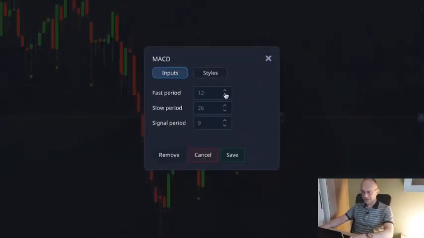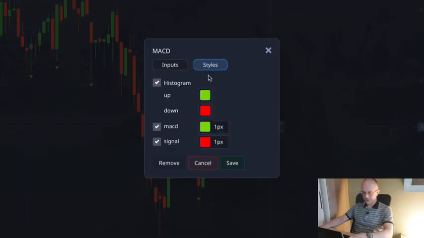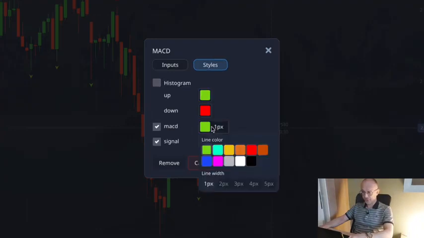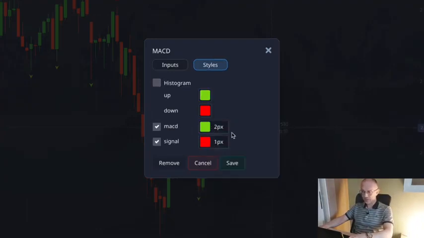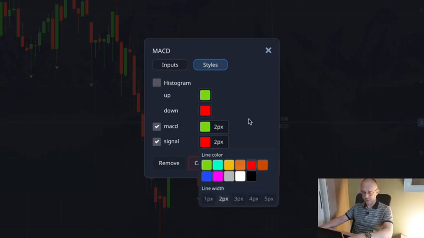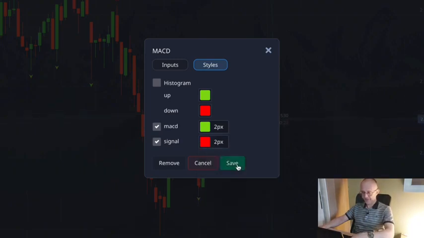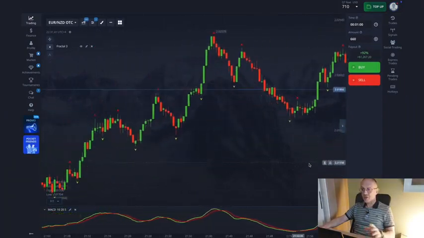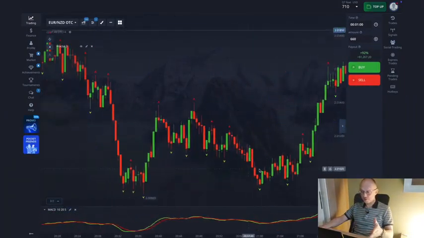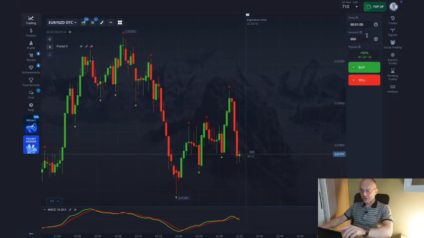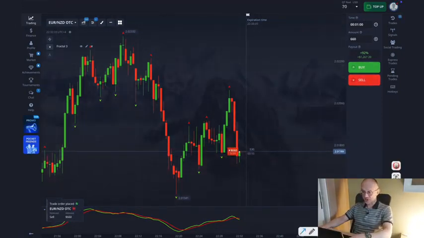Let's configure the MACD next. Let's set the fast period to 10, set the slow period to 20, set the signal period to 5. Let's go to the Style tab, turn off the histogram, set the width of the MACD and signal lines to 2 and save. So the indicators are ready to go, and if you are trading on your phone, set it up the same way. I'm starting with a clear movement on the chart. Expiration is 1 minute and I'm opening a short trade for $660.